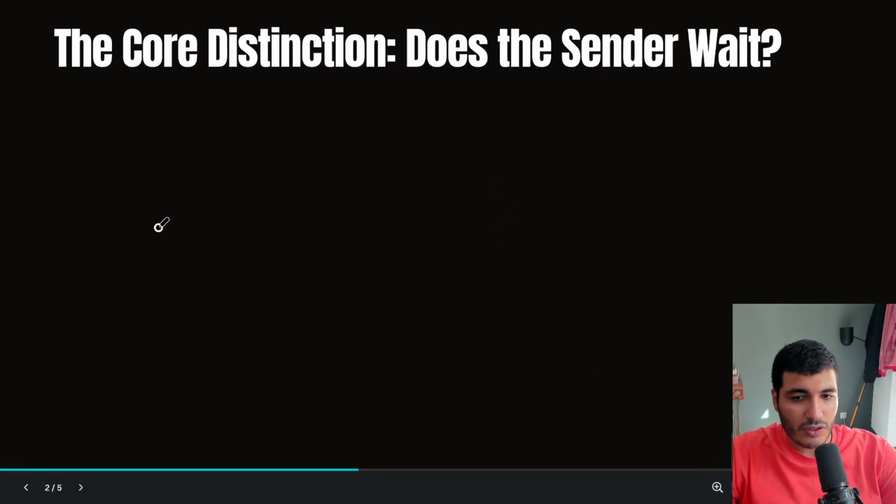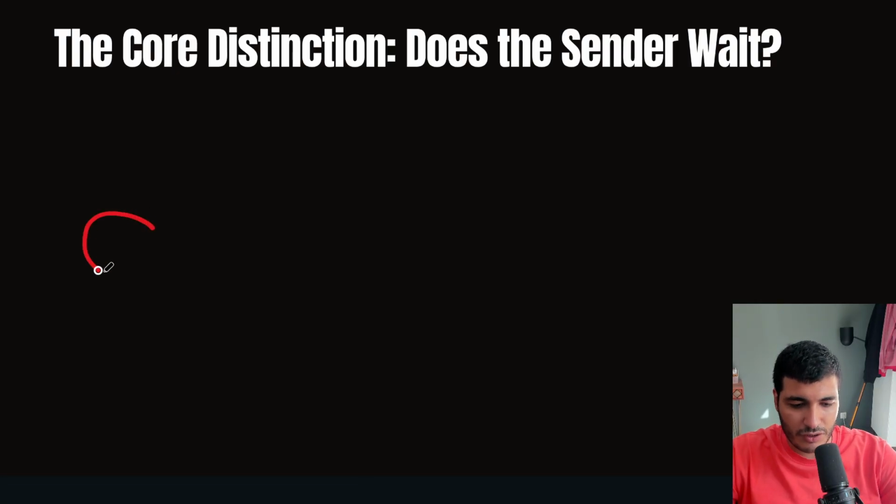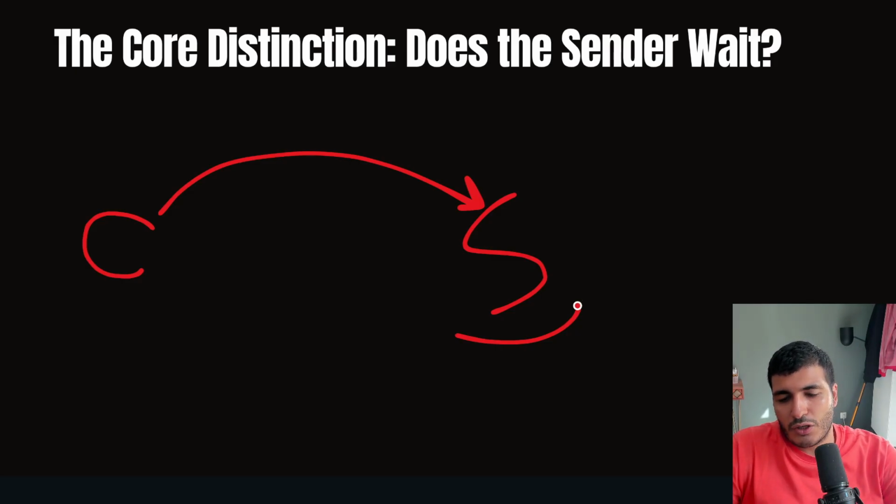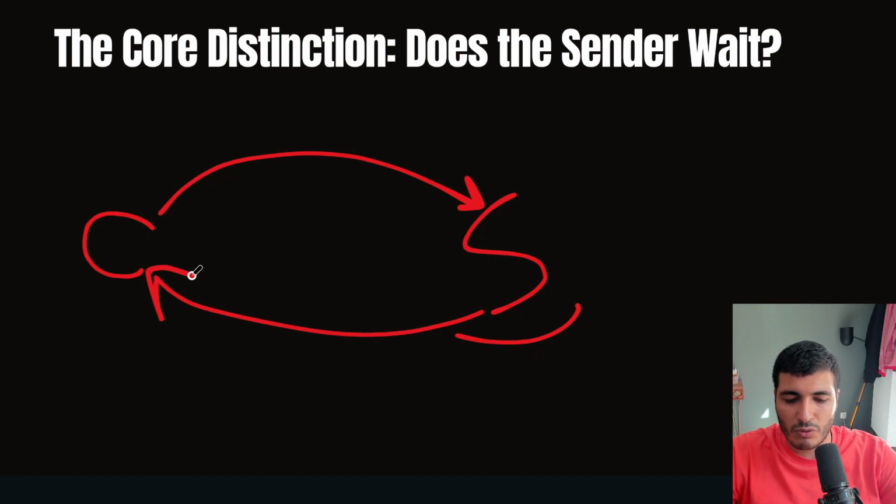In synchronous communication, we have the client and we have the server. The sender, here the client, will wait for a response from the receiver, the server, to acknowledge that the task was done successfully or failed. So again, the sender will wait for a response from the receiver. Basically, it's a blocking operation.